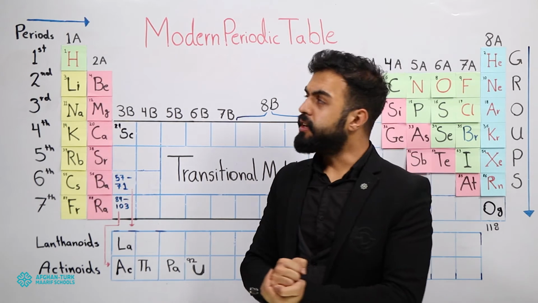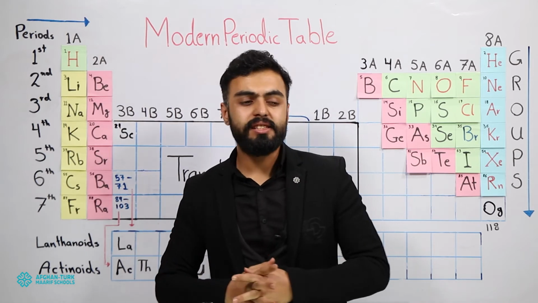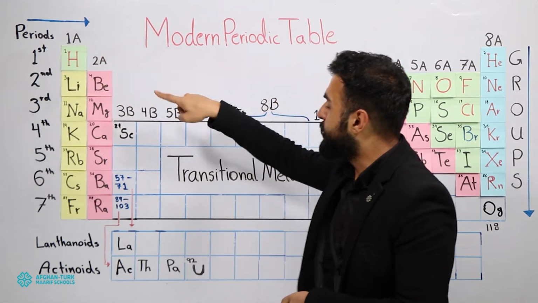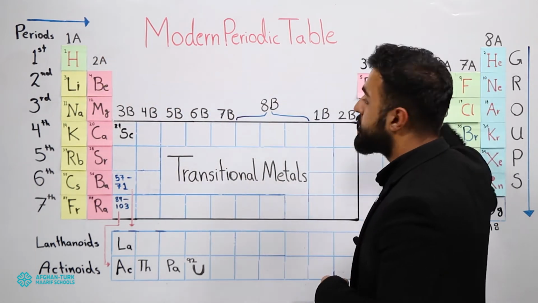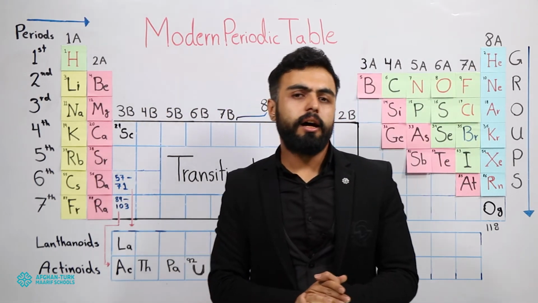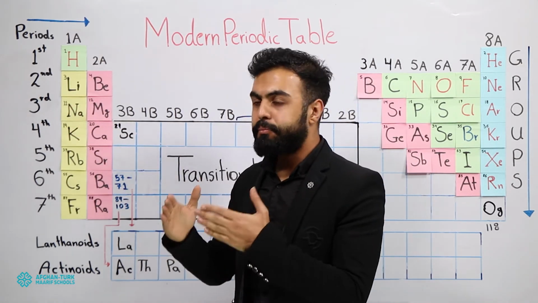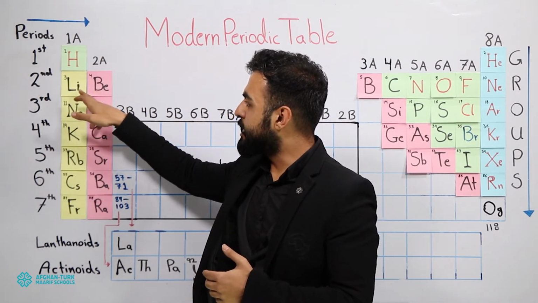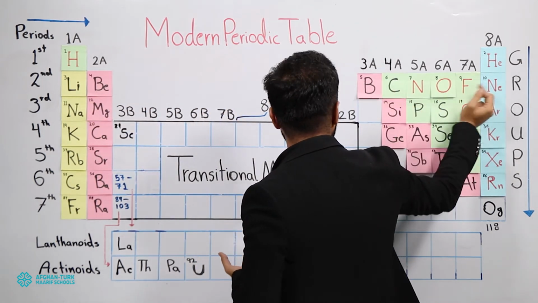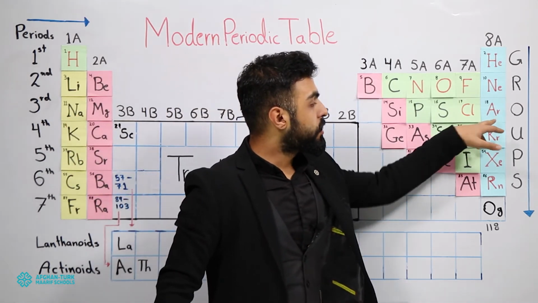We also say that we have 7 periods. The first period is called a very short period because it has only 2 elements, 1 and 2. It starts with hydrogen and ends with helium. The second one and the third one are normal periods. Why? Because they have 8 elements. 2 here start with lithium and 6 others are here, ending with neon. Then sodium starts and ends with argon.